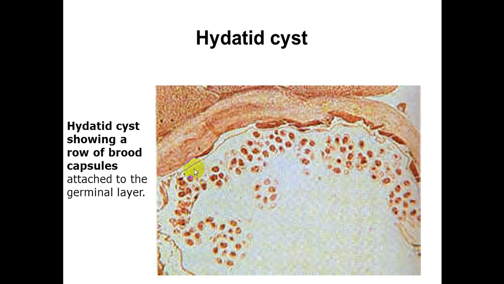Microscopical picture for hydatid cyst. Hydatid cyst showing a row of brood capsules attached to the germinal layer. Brood capsules attached to the germinal layer. All these are called daughter cysts.